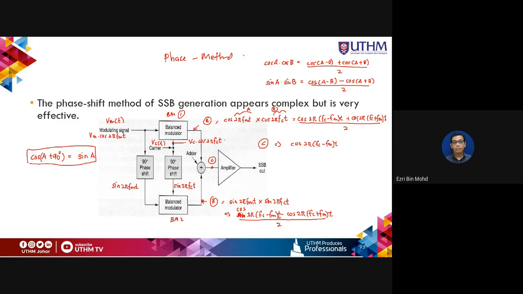So here we have plus cos 2π(FC + FM) and minus cos 2π(FC + FM), which becomes 0, right? Becoming 0 means only cos 2π(FC − FM) is left. So this is proof that this type of circuit will only produce a lower sideband element. The upper sideband elements here are cancelled out by each other through the process of the adder here. Okay, do you understand?